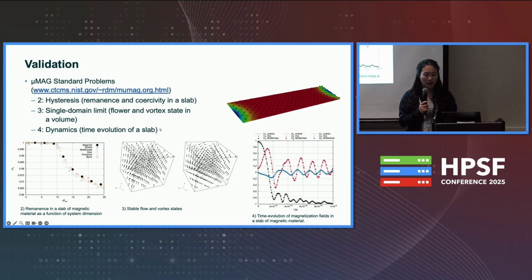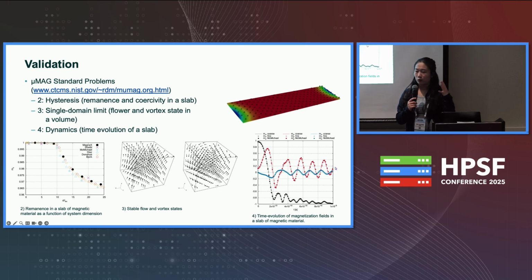So these two states are coming from two different initializations, but the solving process is the same. So it brought us to these two different states. And again, this is validated, and people would expect, and they did observe, the same flower and vortex states. The fourth one is more complicated.